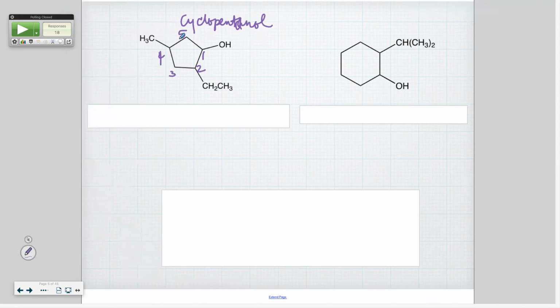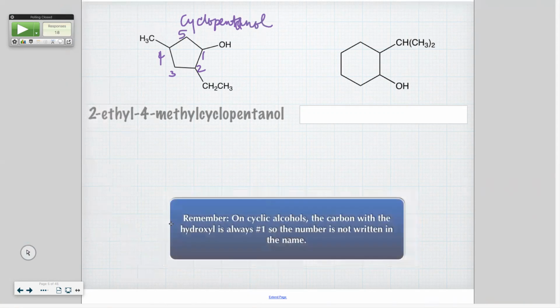All right, so what is the whole name of that? 2-ethyl, 4-methyl, cyclopentanol. Okay, that one worked. Okay, now I want you to notice what's not in there. A 1. Same rule as with the double bonds, okay? The carbon with the hydroxyl is always number 1, so the number is not written in the name.